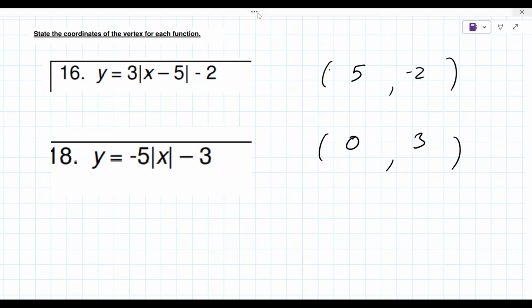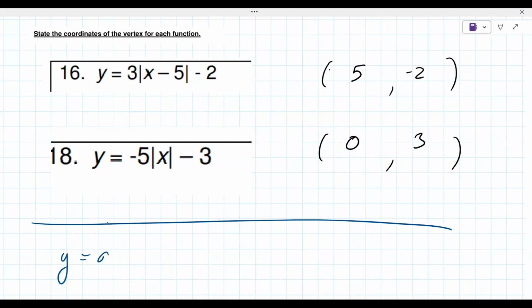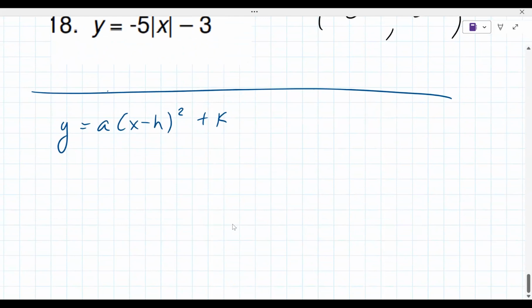Okay. So here is the vertex form of a quadratic. And it should look really familiar to you. Let me give you the vertex form of absolute value. Does it look similar? Yeah, it's really similar. So guess what? It's the same thing. h and k are the vertex. They tell you whether it moves right or left.